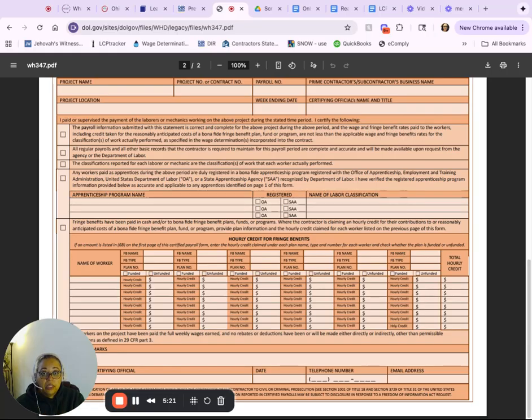I'm going to cry. Don't, please. No tears. This is just the back side of the same page.